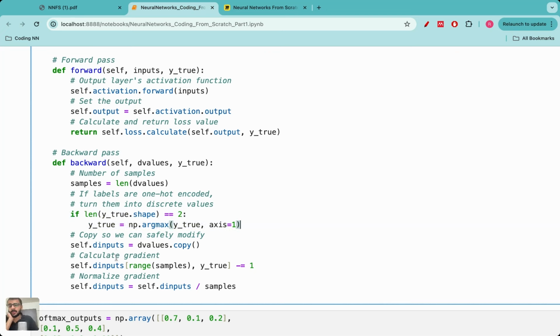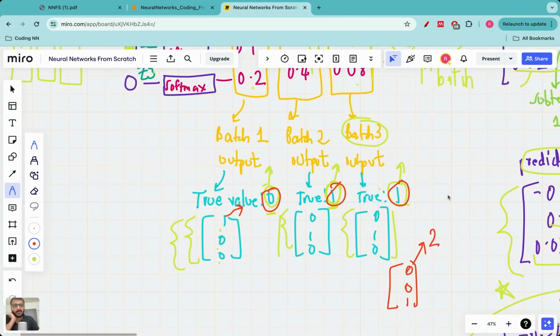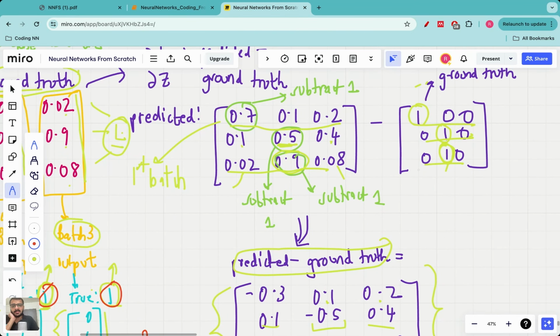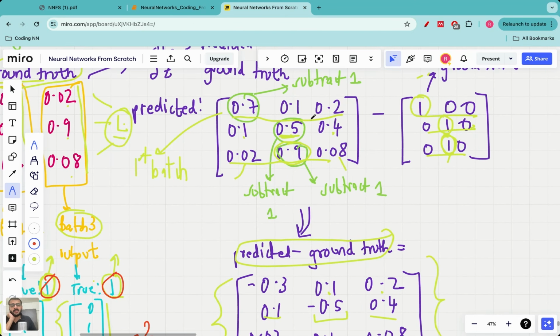Next thing we are going to do is, this is going to be our output self.d inputs, and first we initiate the output to d values. Remember, the d values are the predicted values. So what we are going to do first is, let's say we take this example itself. First, I'm going to say that this is my output.